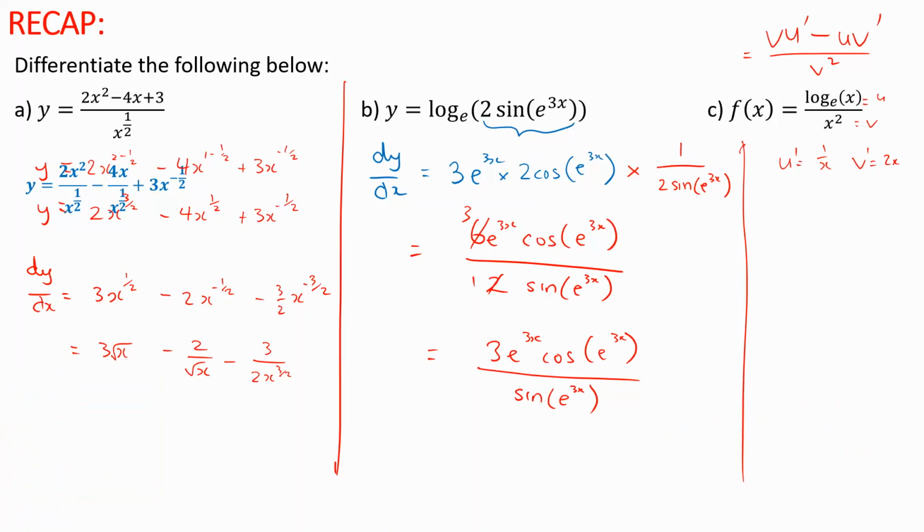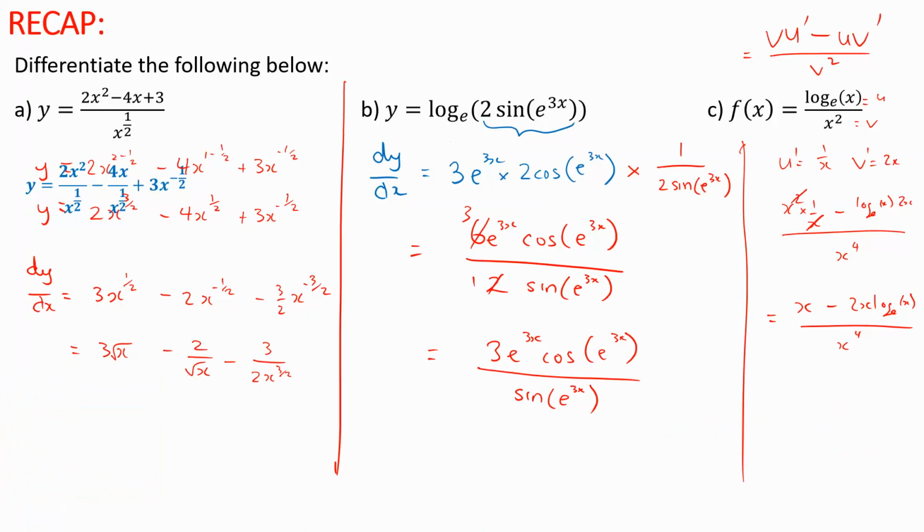So if I just follow this concept, VU dash, so V was just X squared times U dash, so X squared times 1 on X, minus U, which is log E of X, multiplied to V dash, which is 2X, divided by V squared, so that becomes X to the power of 4. Okay, and then you can simplify that, so X cancels out, and you get X minus 2X log E of X, divided by X to the power of 4.